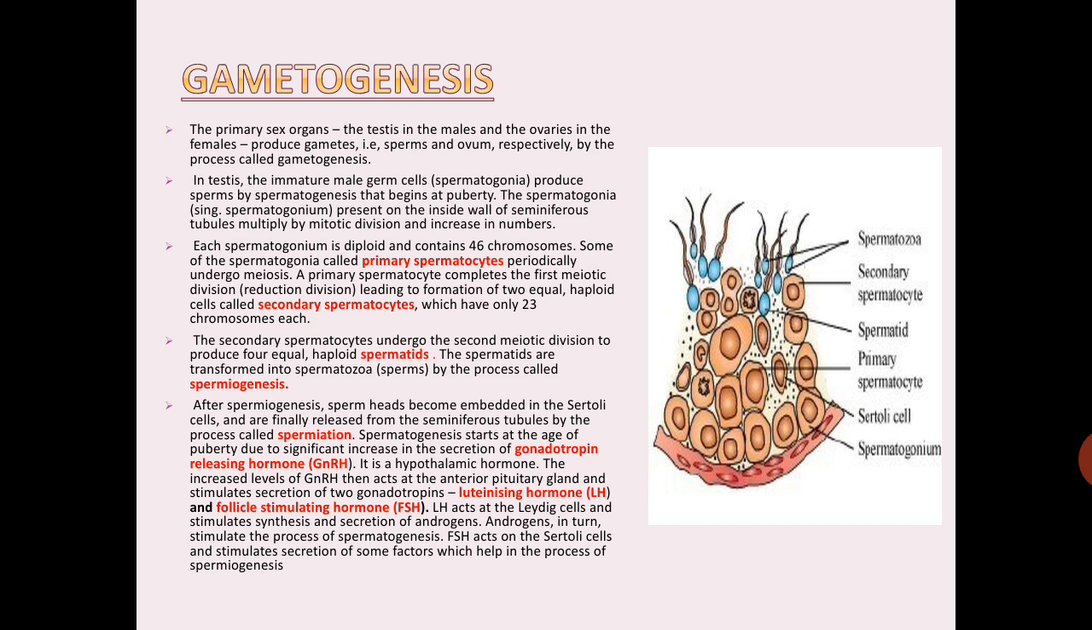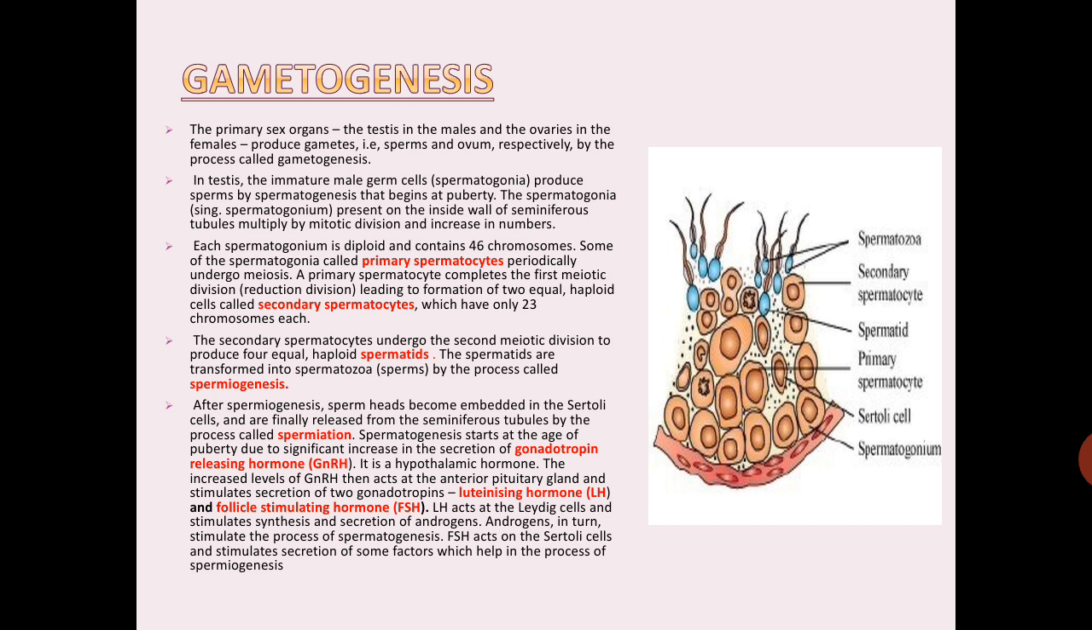Once again I will repeat this. Each spermatogonium is diploid and contains 46 chromosomes. Some of the spermatogonia, called primary spermatocytes, periodically undergo meiosis and complete the first meiotic division, leading to the formation of two equal haploid cells called secondary spermatocytes. Haploid means the number of chromosomes is reduced to half, which is 23 chromosomes each.